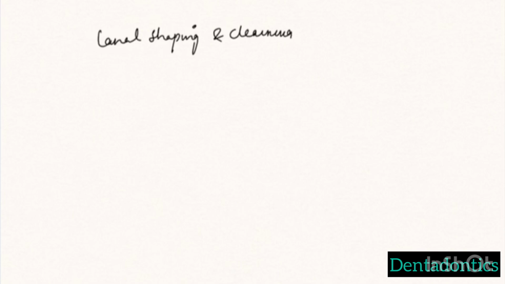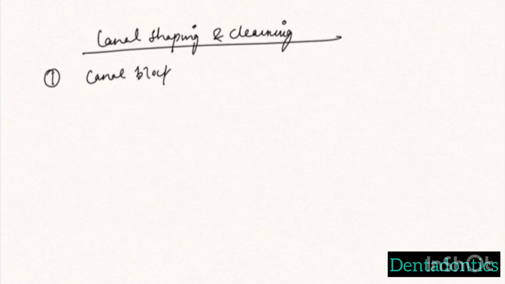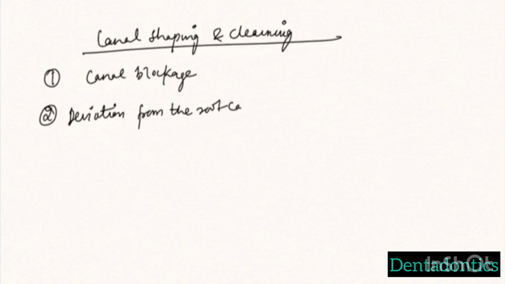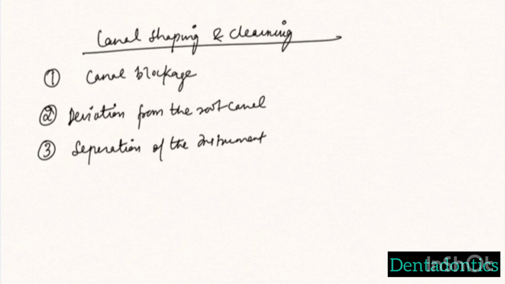Now coming to the emergencies related to canal shaping and cleaning. The first emergency that can occur is canal blockage, then deviation from the root canal, then the separation of the instrument, then strip perforation. Canal blockage can occur due to inadvertent dentinal chips inside the canal. So proper cleaning and irrigation should be done.